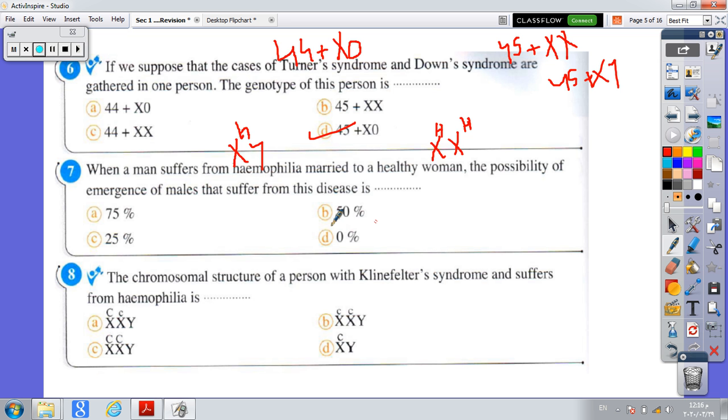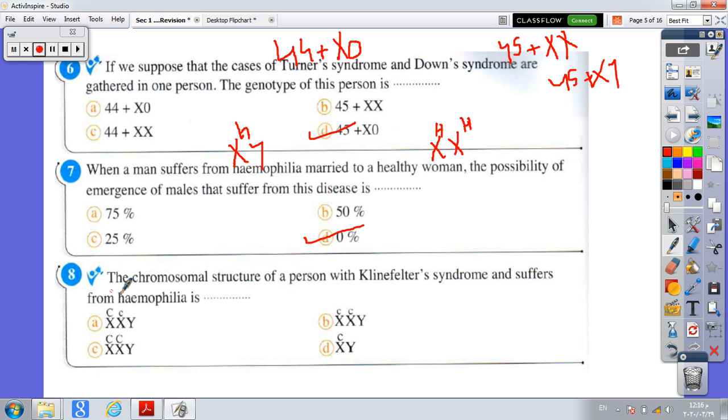The possibility of emergence of males that suffer from this disease. What is the option I have? The number of chromosomes will be. Males who suffer from this disease: X, which is a female, which is a healthy hybrid, okay? Or X, which is also hybrid, or XY, which is healthy. So the male who suffers from this disease will be 0%, okay?